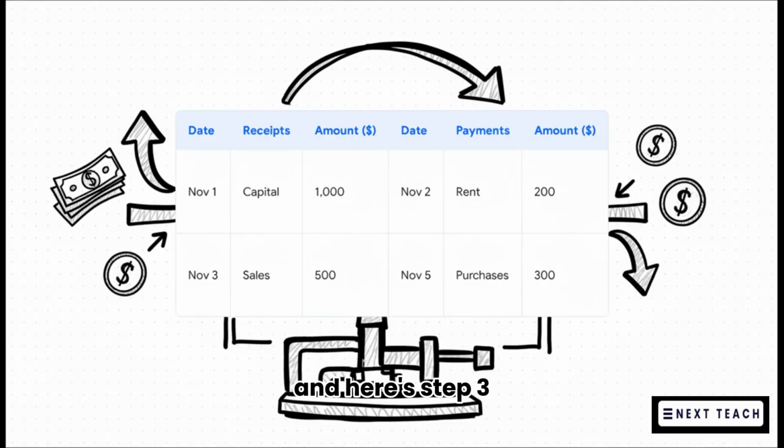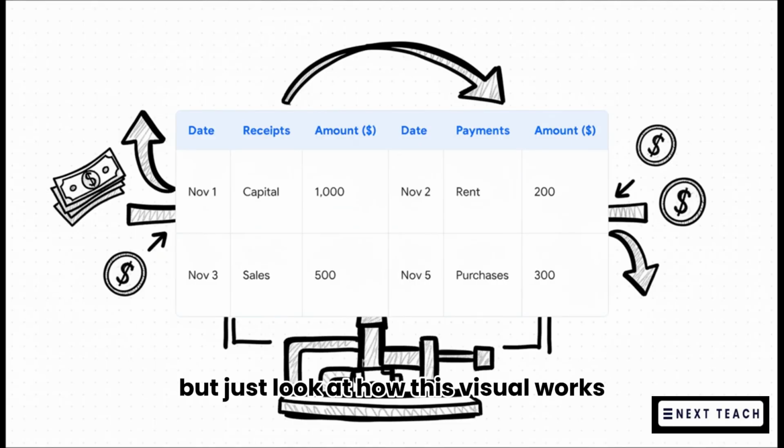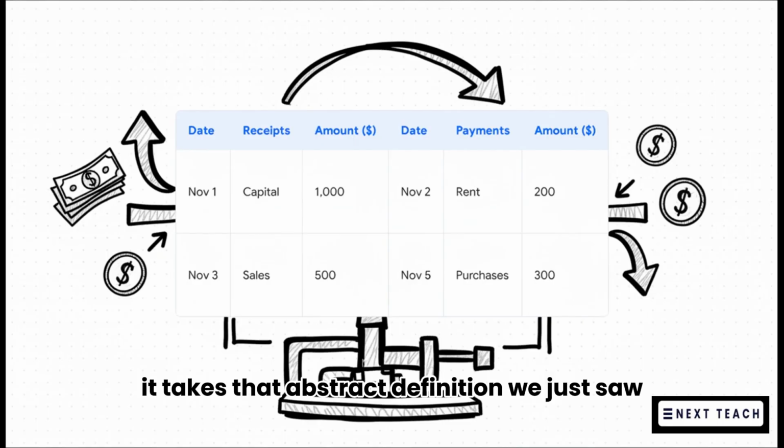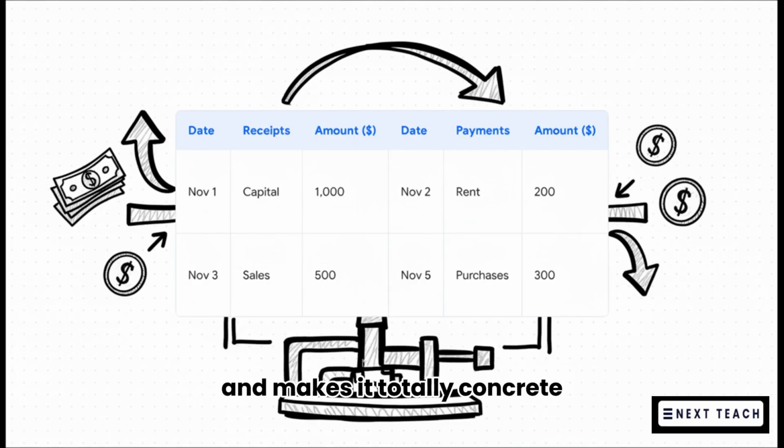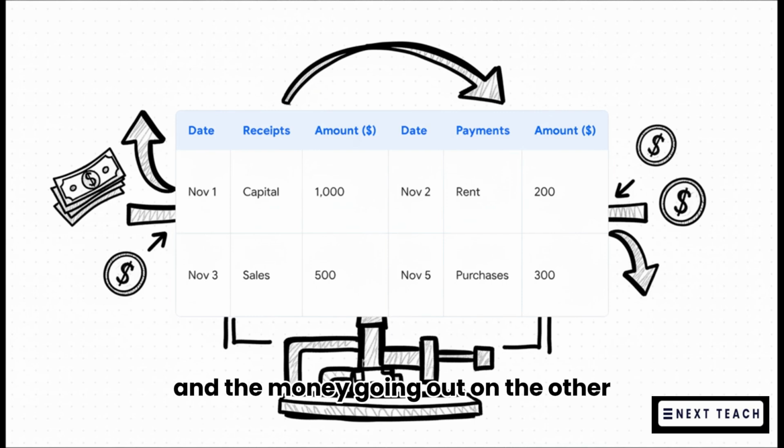And here's step 3. Now we're not trying to become accountants here, but just look at how this visual works. It takes that abstract definition we just saw and makes it totally concrete. You can see the money coming in on one side and the money going out on the other. This is that crucial leap from what it is to how it works.